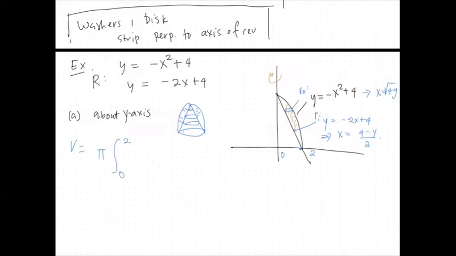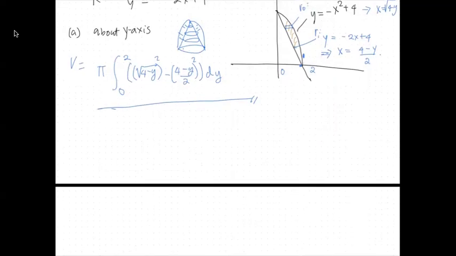Okay, and then the outer r is here. This is the square root of 4 minus y. The inner r is 4 minus y over 2. Okay, so this is now your answer.